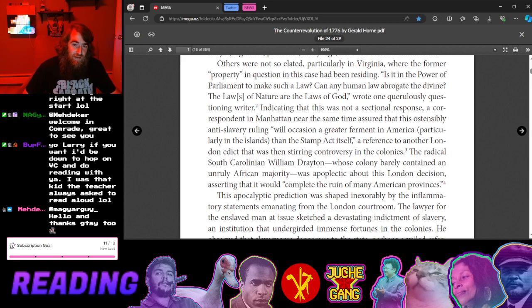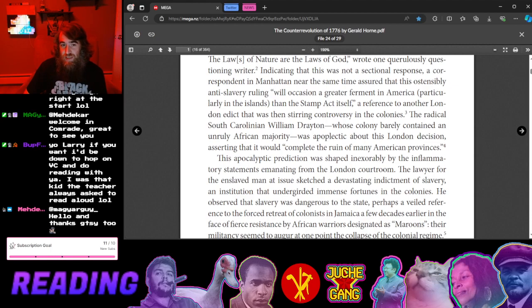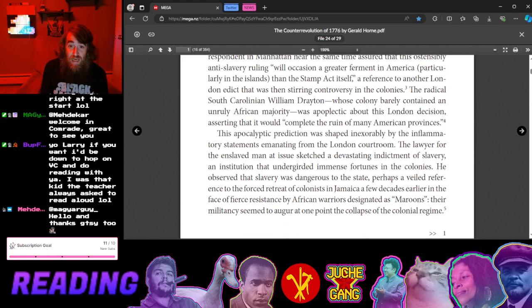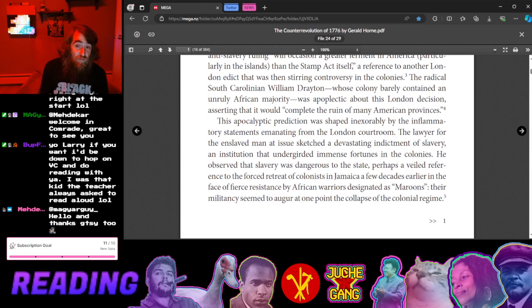Others were not so elated, particularly in Virginia, where the former property in question, in this case, had been residing. "Is it in the power of Parliament to make such a law? Can any human law abrogate the divine, the laws of nature, and the laws of God?" Unquote, wrote one curiously questioning writer, indicating that this was not a sectional response. A correspondent in Manhattan near the same time assured that this ostensibly anti-slavery ruling "will occasion a greater ferment in America, particularly in the islands, than the Stamp Act itself," a reference to another London edict that was then stirring controversy in the colonies.